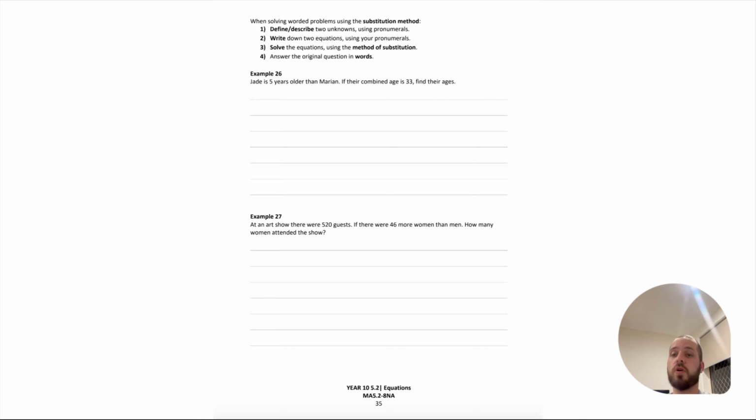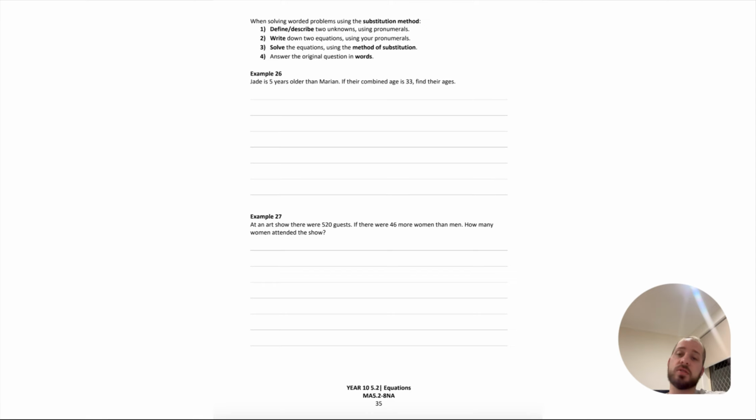Define: describe two unknowns using pronumerals. So this is where if we have names or anything, or where we've had to do some addition, subtraction, multiplication, we use a pronumeral. A pronumeral is just a letter in mathematics. We write down the two equations simultaneously using pronumerals. We then solve and answer the original question in words.